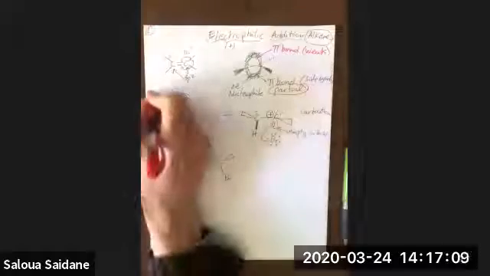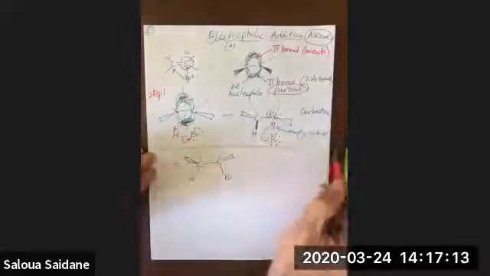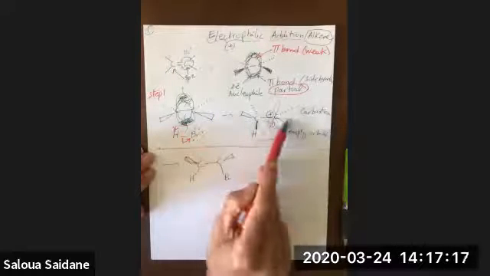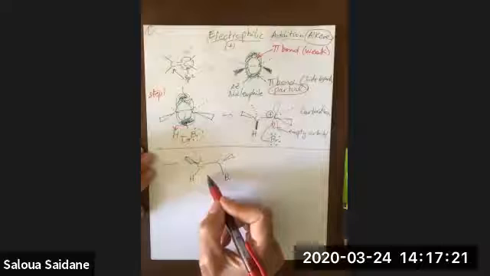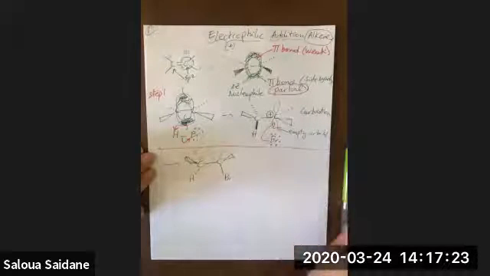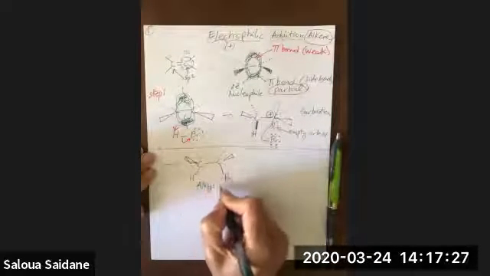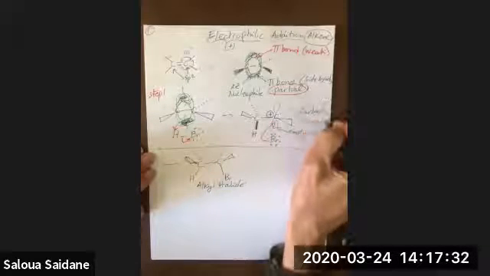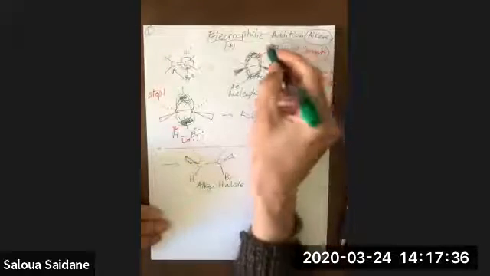So this is step 1. That's the first step. Step 1, you go from the alkene to the carbocation. And step 2, we go from the carbocation to the alkyl halide. So this is an alkyl halide. And this is a carbocation. And as you can see, it's an addition.